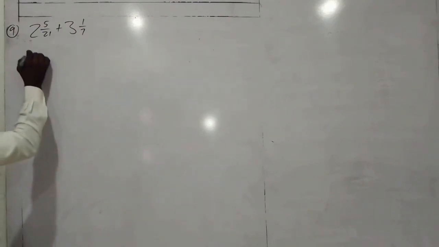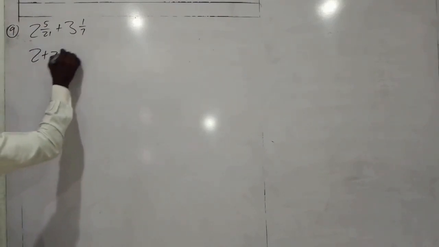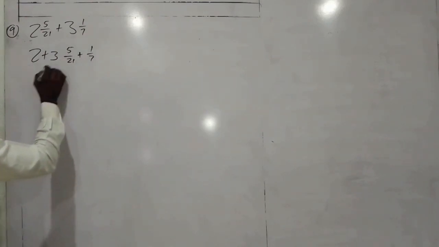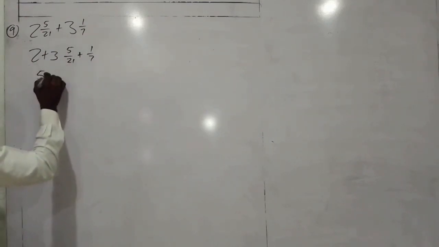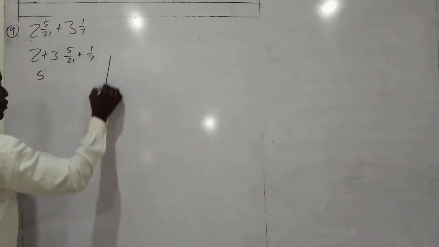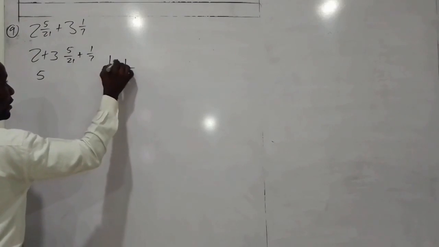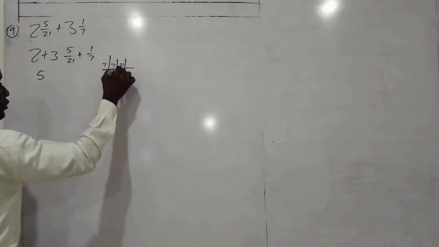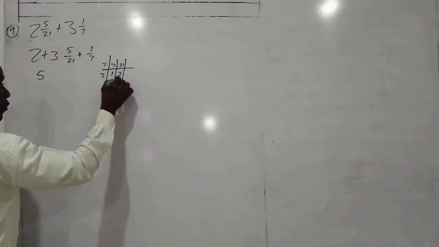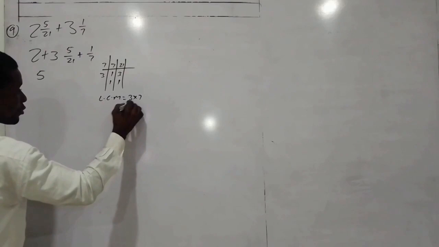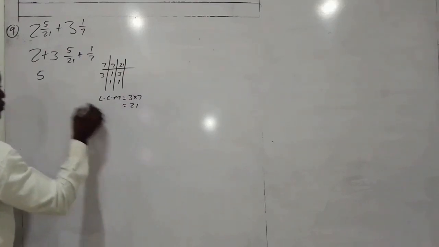Now I'm using this method: 2 plus 3, 5 over 21 plus 1 over 7. 2 plus 3 will give me 5. So I have my whole number. The fractions here are different, so I need to find the LCM. 7, 21. 7 can go in 7, 1; in 21, 3; 3 in 3, 1; 1. So my LCM here is 3 times 7, which will give me 21. So 21 is my LCM.